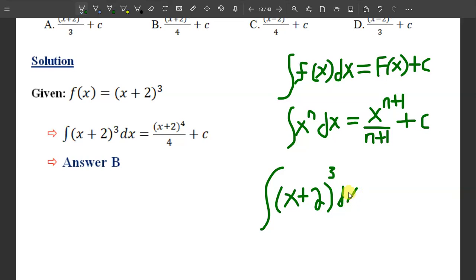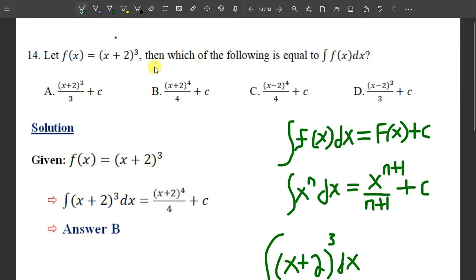And then what you have to do is simply add 1 to 3, and then it becomes 4. Now as you can see here, to make it short, the integral of (x plus 2) cubed dx is equal to (x plus 2) to the power of 4 over 4 plus c. C is any constant number, and therefore the answer for this particular question is B. This B is the antiderivative of this function.